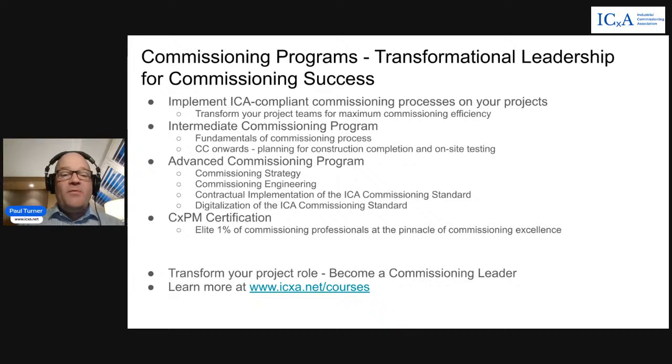And then for those that are really at the top of their game and are part of the elite 1% of commissioning professionals, we will be offering a CXPM certification program in the future, requiring company sponsorship for the true commissioning leaders in the industry that are working on the most complex projects. So you really can transform your project role and become a true commissioning leader when you get this standard with our courses, so that you can really change projects and change people's lives to help projects succeed with commissioning and completion at the end of projects.